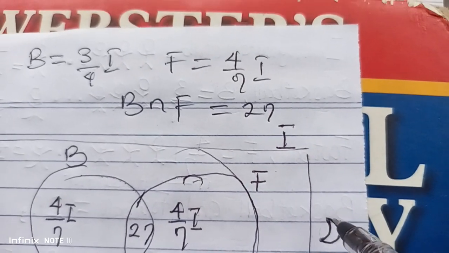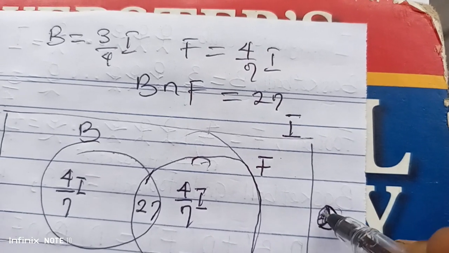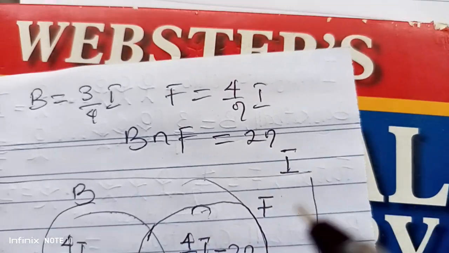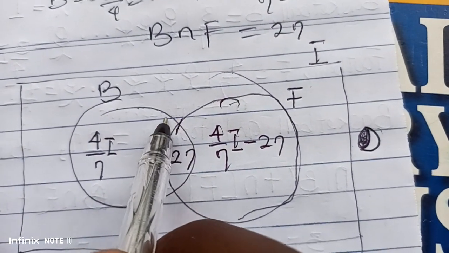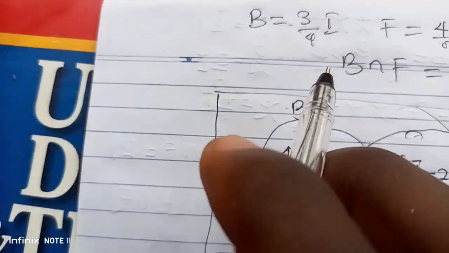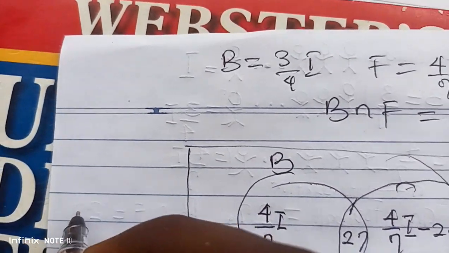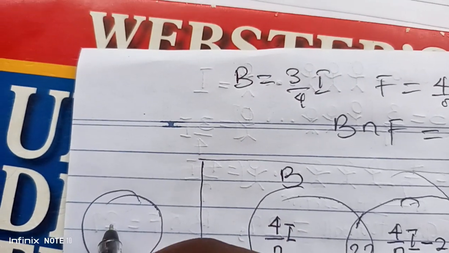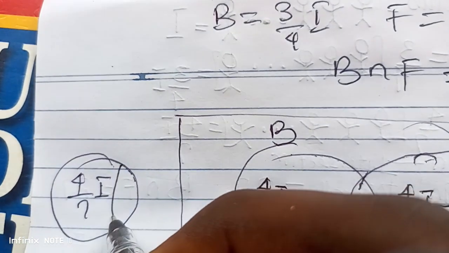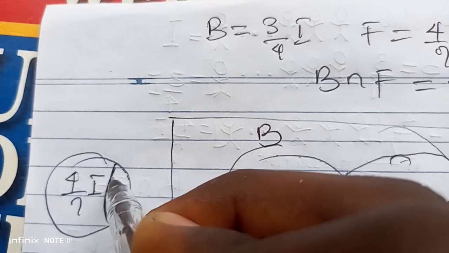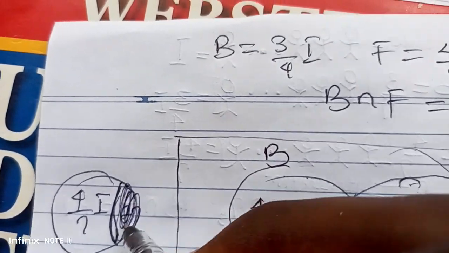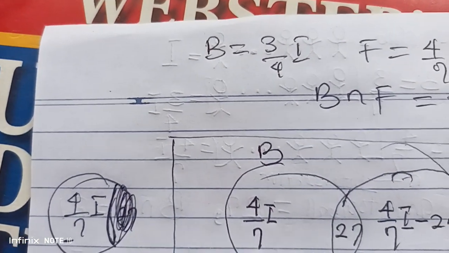Because of that, this side represents 27 and it has been removed. Exactly this side. Because it's been removed, you are going to remove 27 from this place. If you also look at this side, the same problem that this side had is the same problem that this one also has. So everything is 4 over 7 i, but this part is removed and called 27. Because it's removed now, everything here will be inside this side here.